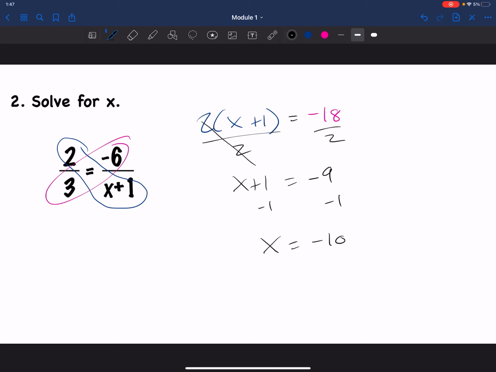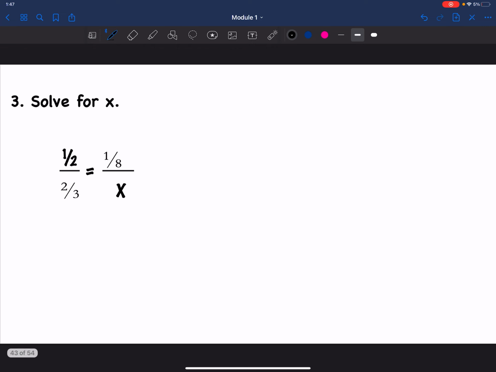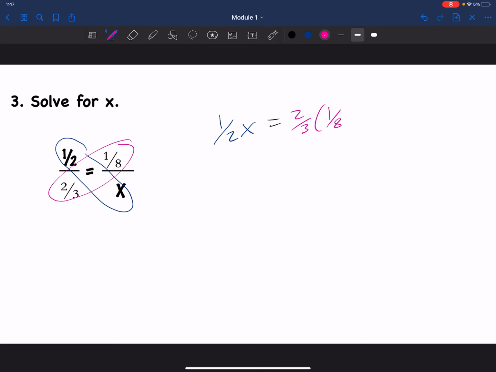Let's go ahead and look at number 3. Solve for x. So 1/2 times x, so 1/2 x is equal to, I'm going to write this out, 2/3 times 1/8. Let's go ahead and simplify that right side. So 2/3 times 1/8, I can cross cancel. 2 divided by 2 is 1. 8 divided by 2 is 4.